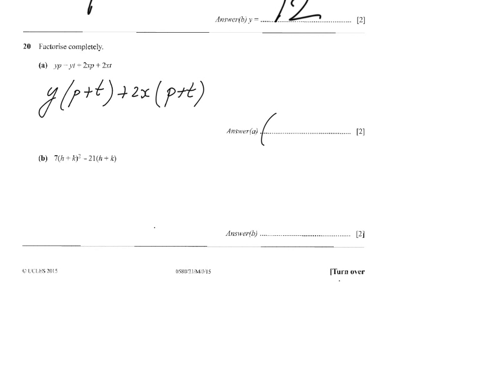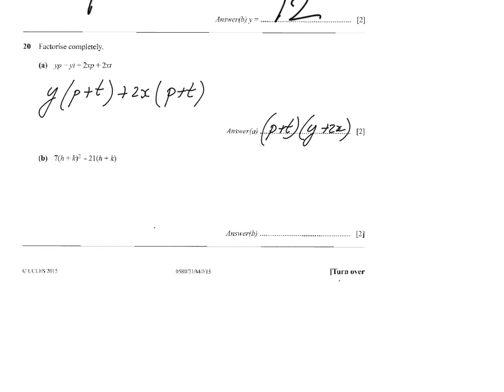So what is my final answer? Well, it's p plus t times y plus 2x. There you go. You could also turn this around, doesn't matter. And then question B, and now this is a little bit of an unusual one. I haven't seen this one many times, so it's interesting.